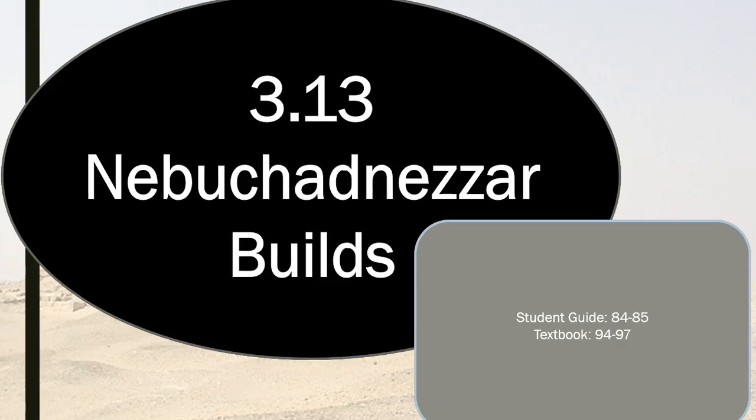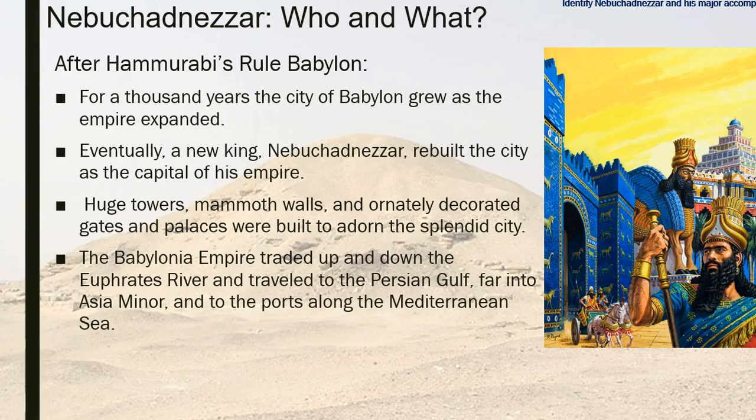All right, so lesson 13. After Hammurabi's time, again, that Code of Hammurabi was very important, very influential. After his time, we're going to see the Babylonian Empire flourish under many different kings, and eventually one king is going to come on the scene, and his name is Nebuchadnezzar, and that's who we're going to talk about next.